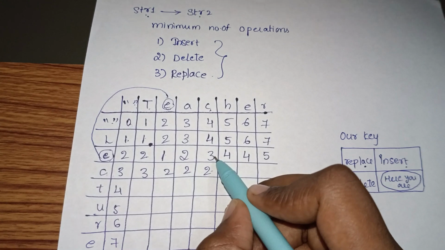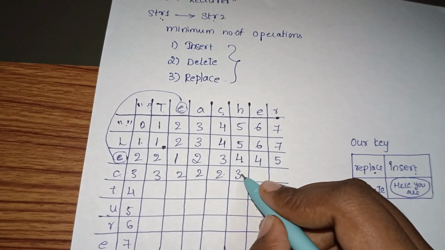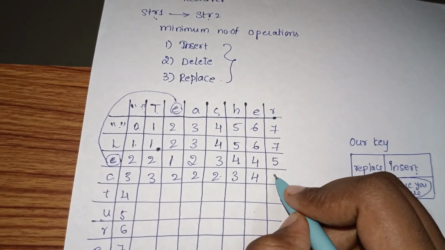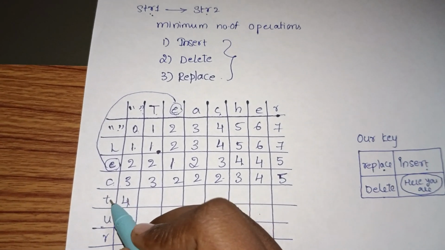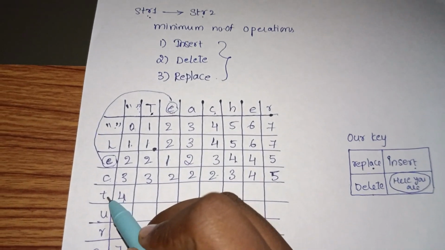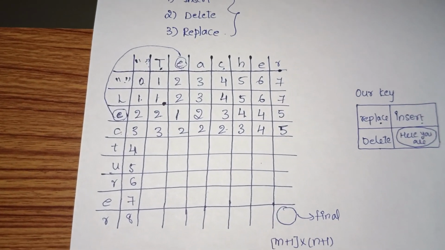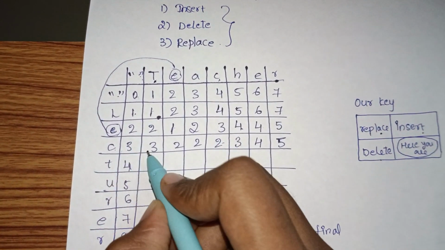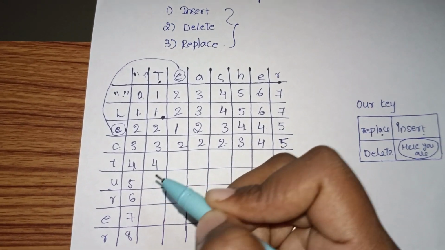And then the minimum of these 3 values is 2. 2 plus 1 will become 3. And the minimum of these 3 will be 3. 3 plus 1, 4. And continue like this, you will get 5. And you might think here T and T are identical, but no, these are case sensitive. So we should consider this small t and capital T as 2 different alphabets, and we have to perform the same operation like finding the minimum of these 3 values plus adding 1 to it. So it will become 4.